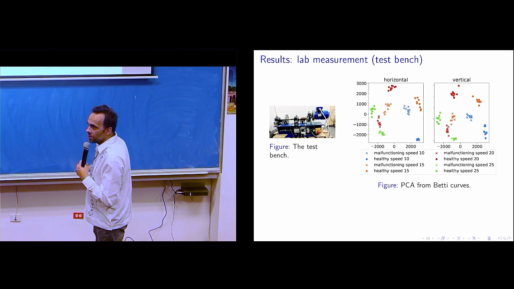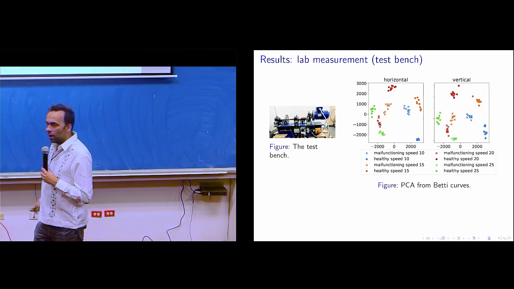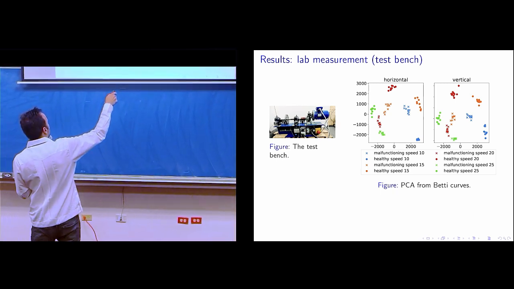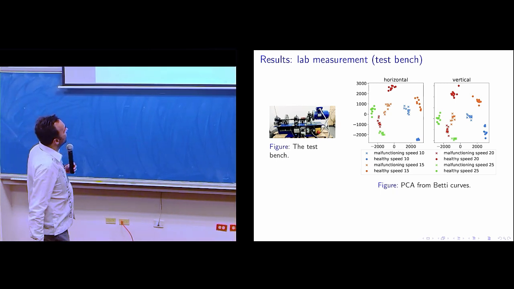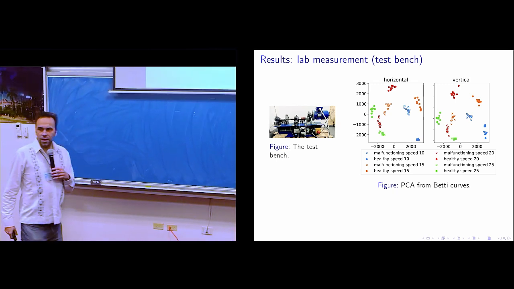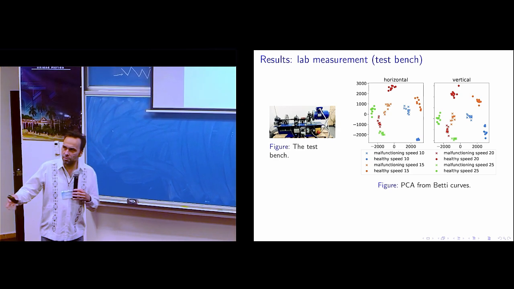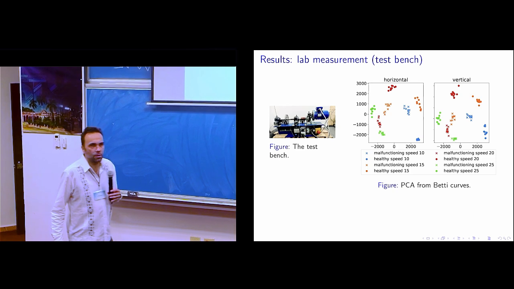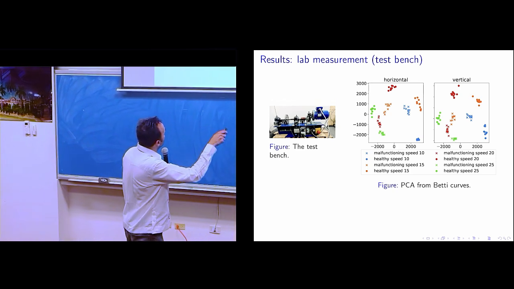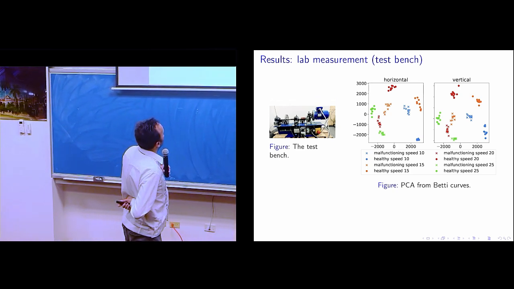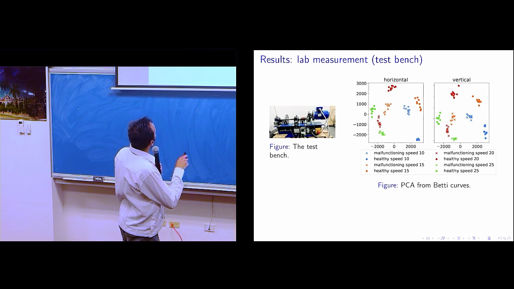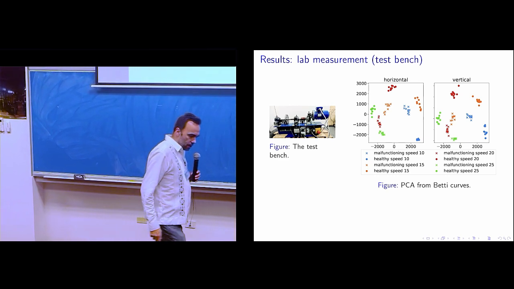Different colors represent different speeds of the rotation. The broken case is marked with the crosses. Even in the PCA, you see a clear separation. A very simple support vector machine gives you 100% accuracy, blindly, without knowing the labels, based on the training. So it works on the different speeds on the test bench.